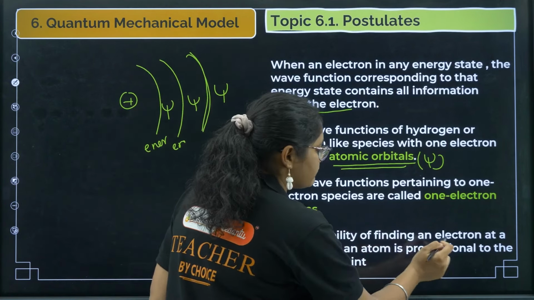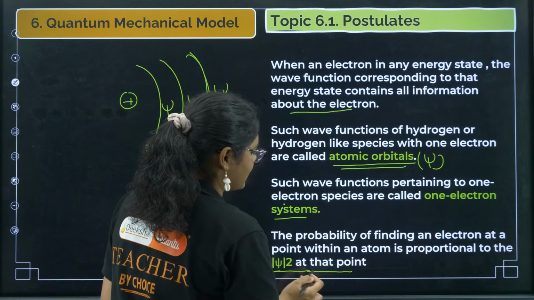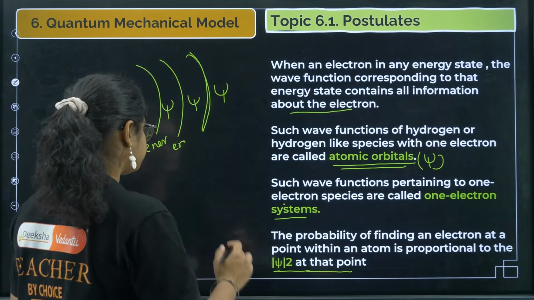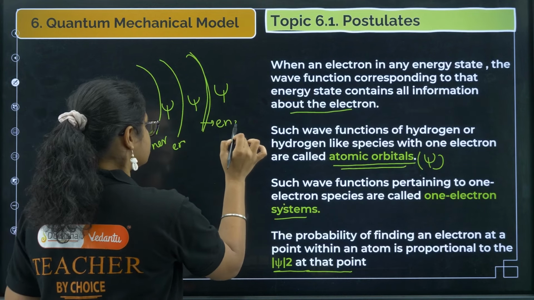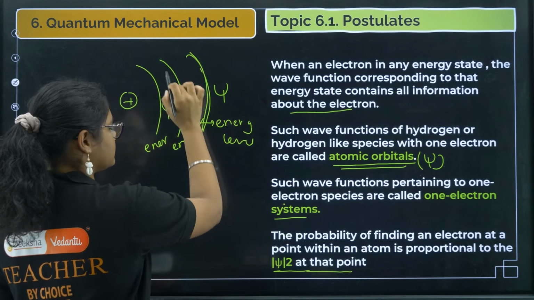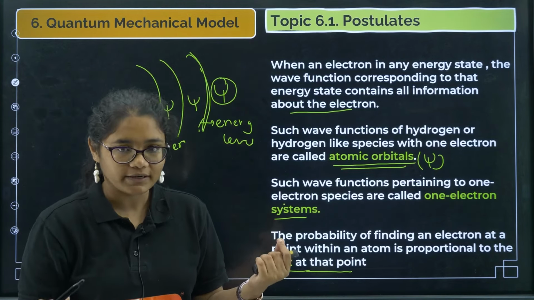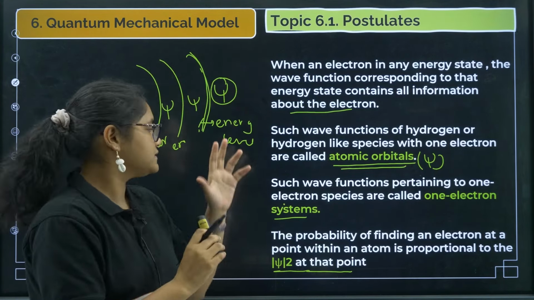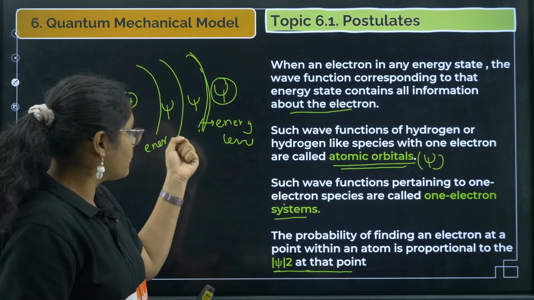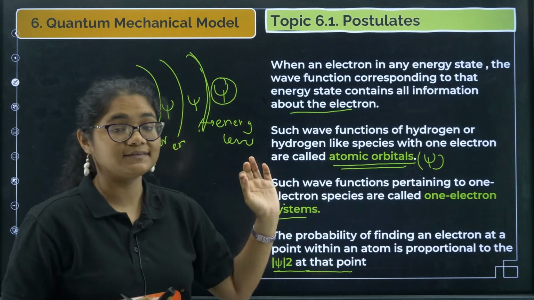Next, the probability of finding an electron at a point within an atom is proportional to psi square at that point. So see, these are energy levels. Electrons will be found on these energy levels, and these energy levels are called atomic orbitals, or you can say a wave function. The probability of finding the electron anywhere in the atom is proportional to psi square.